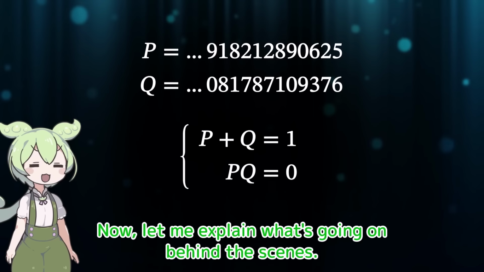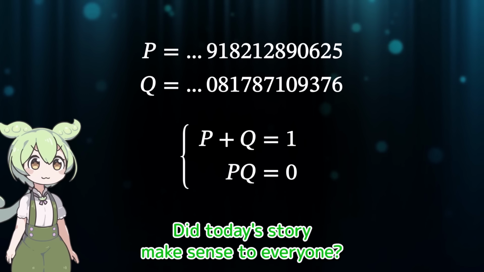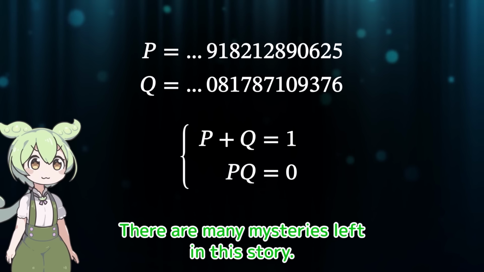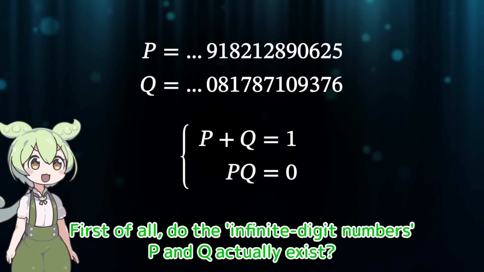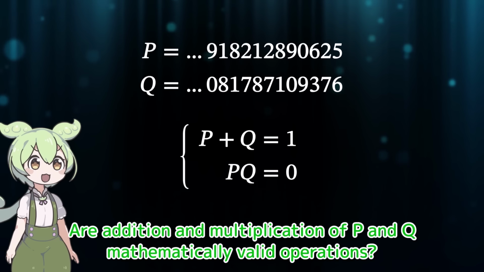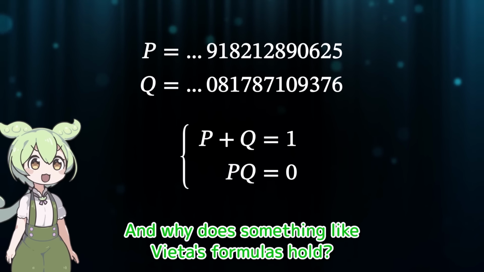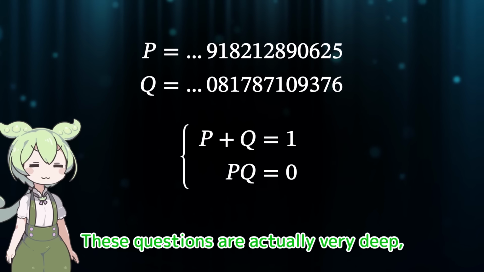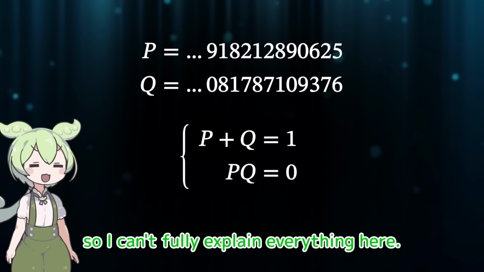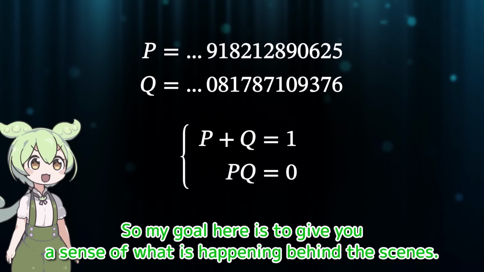Now let me explain what's going on behind the scenes. Did today's story make sense to everyone? There are many mysteries left in this story. First of all, do the infinite digit numbers p and q actually exist? Are addition and multiplication of p and q mathematically valid operations? And why does something like Vieta's formulas hold? These questions are actually very deep, so I can't fully explain everything here. So my goal here is to give you a sense of what is happening behind the scenes.